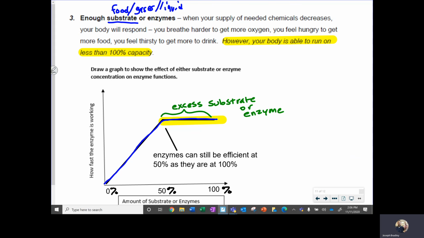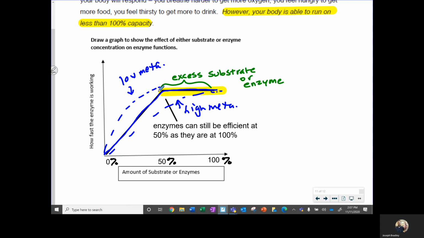So if you have a high metabolism, you probably need to eat a lot. If you have a low metabolism, you might not need to eat as much. So you could say someone who has low metabolism is like here, whereas someone with high metabolism is like here. So they need to constantly be eating. But again, this graph where it goes up and levels off, this is a key thing. And again, you should be seeing this over and over again. And we're going to look at this in lab conditions too.